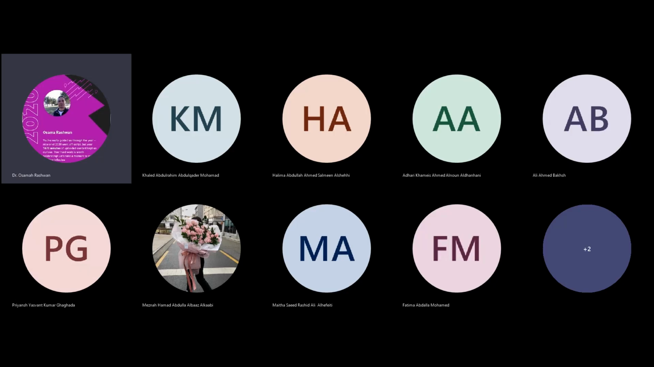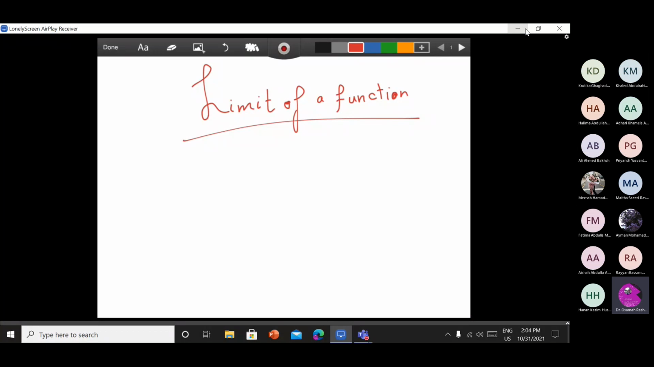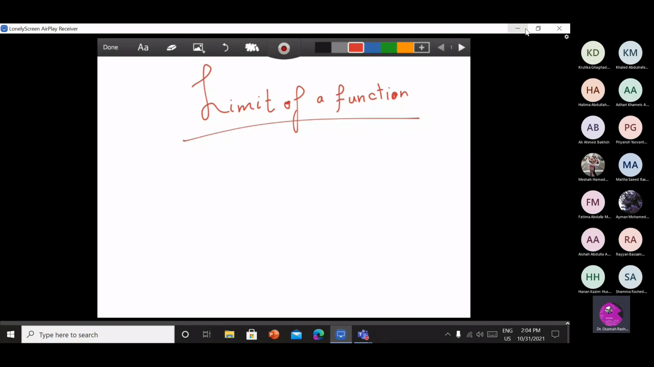About the limit of a function and how to use this limit to find something we call asymptotes, right? If you have a function, we have some examples of functions. We have a linear function. This linear function is exactly like the line equation.